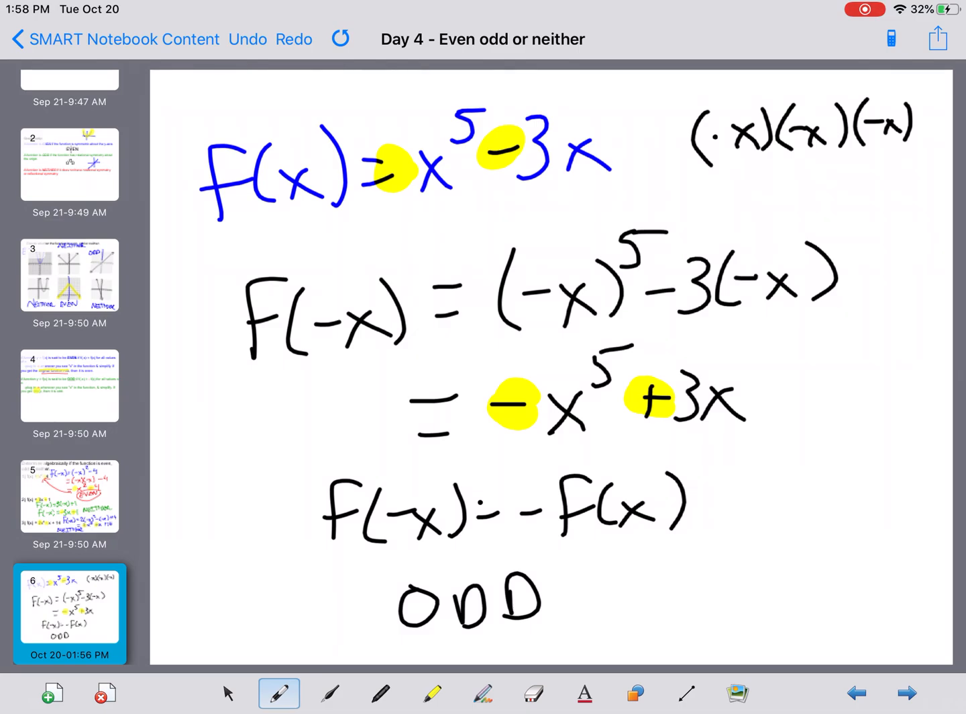Okay, I know there's a lot of x's going on, but all you are paying attention to is the signs. Nothing else should change. So in this video, we have found graphically and algebraically how to show whether a polynomial is even, odd, or neither.